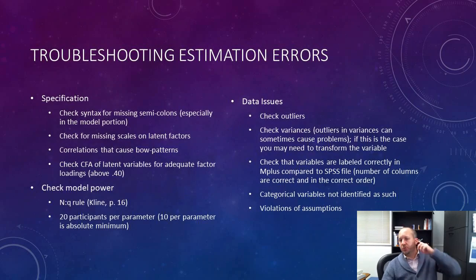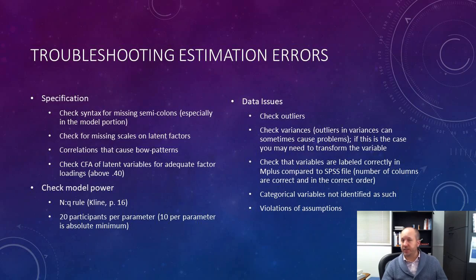So what do you do if you have issues with estimation? First thing, check your specification. So that means check your model, check your syntax. Very commonly, I found that when I have an error of this kind, I'm missing a semicolon on one of my model commands.